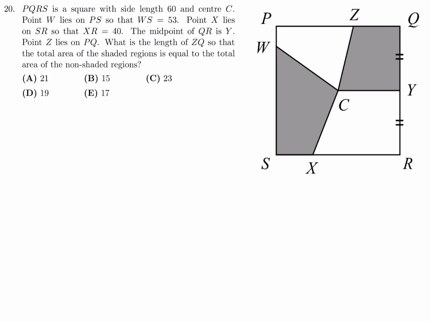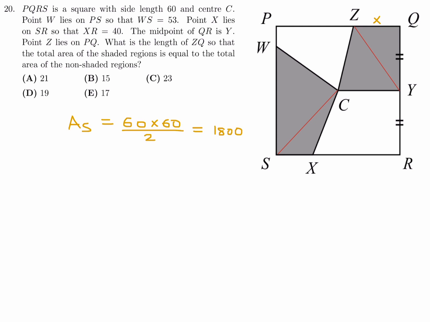Well, let's split this up into a couple of regions here. I'll do that line, and I think drawing that line would be sufficient. And here we go. So ZQ I'll just call x. Now they're telling me that the shaded area is equal to the unshaded area, so that means the shaded area must have an area half that of the square. So the square is 60 times 60, so half of that. And that is, what is that? 1800? Yeah. All right, so now let's figure out the formulas.